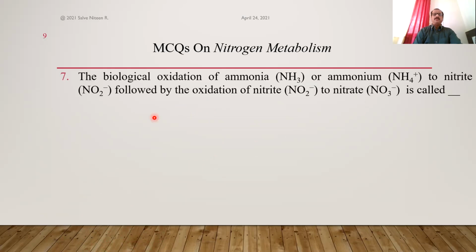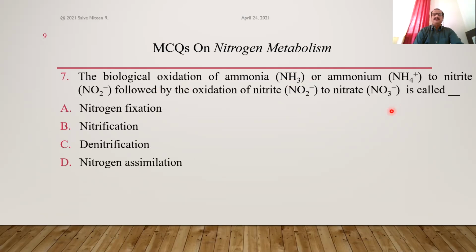The biological oxidation of ammonia to nitrite and then nitrite to nitrate. This is a two-step process carried out by nitrifying bacteria, and this process is called nitrification. Oxidation of ammonia to nitrate through the intermediate nitrite. So B is the answer.